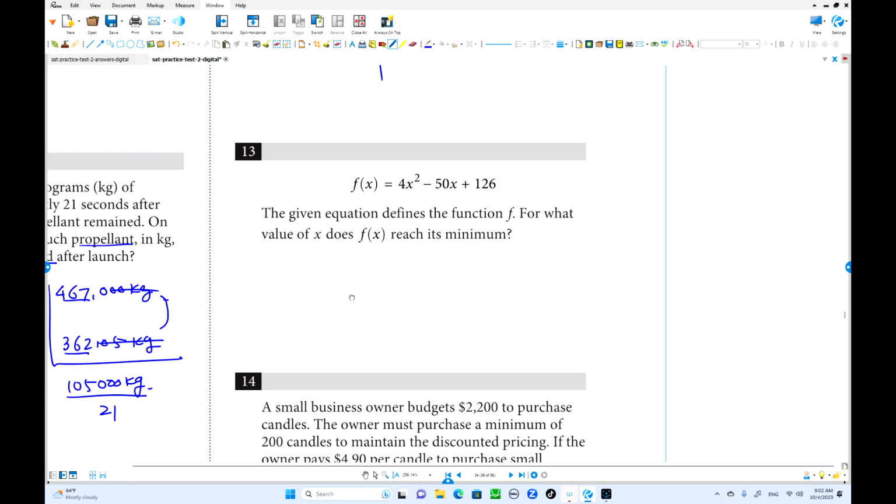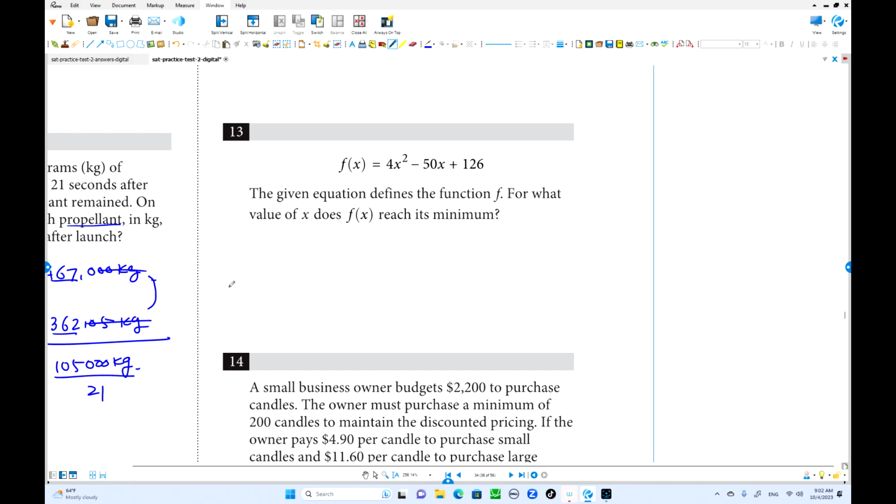So number 13 over here. For what value of x is the minimum? This one looks like this. This is the minimum value, okay? This minimum value is on the x-axis. You can use the axis of symmetry, okay?